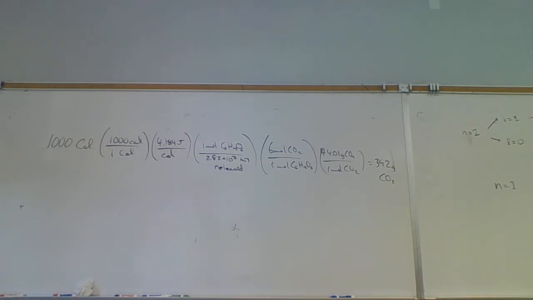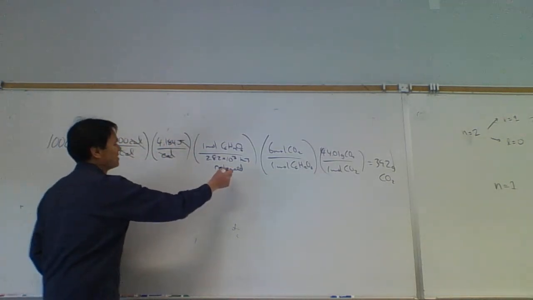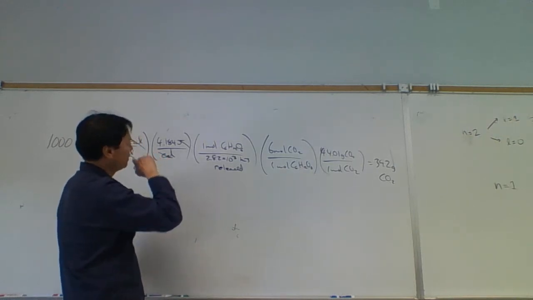So then you go 44 grams CO2 per mole of CO2. Get grams of... okay. The hardest part for me with these is knowing what needs to be on top and bottom. You just gotta make sure everything cancels out. If everything cancels out, then you're okay.